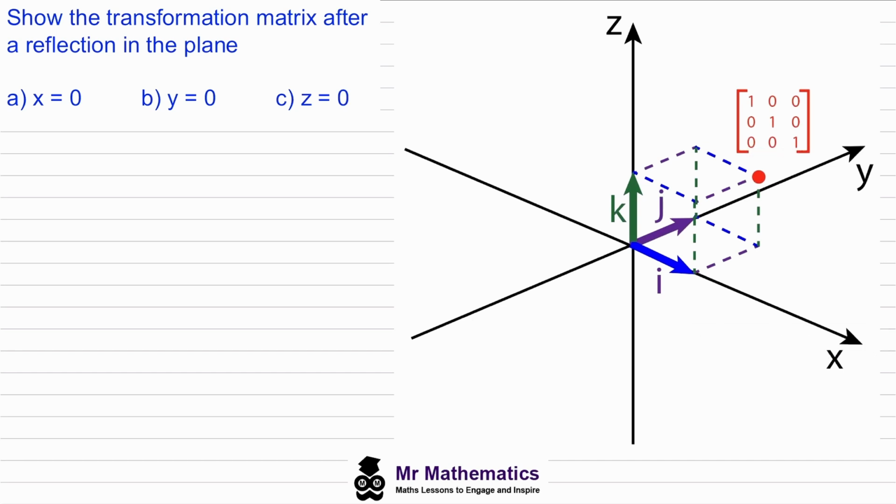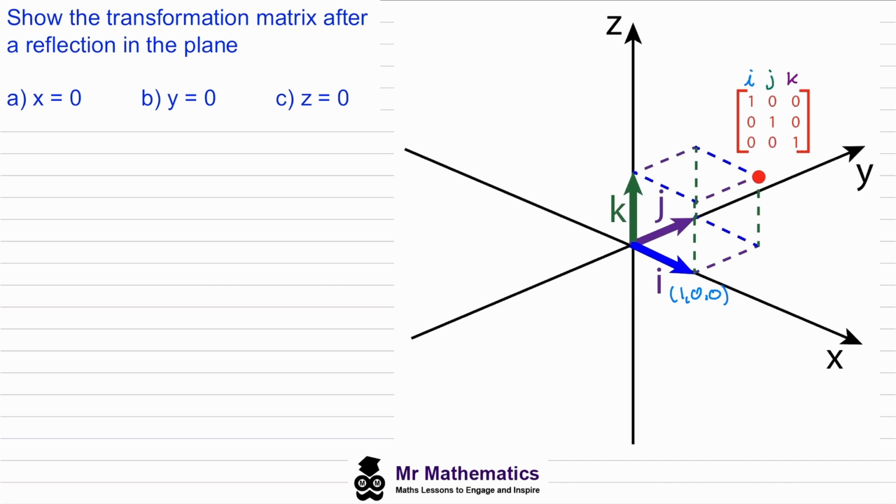The reason that we have this identity matrix for this point is because it contains the I, the J, and the K coordinates. You can see that I travels 1 in the X direction, but 0 in the Y direction, and 0 in the Z direction. So this has coordinates 1, 0, 0.